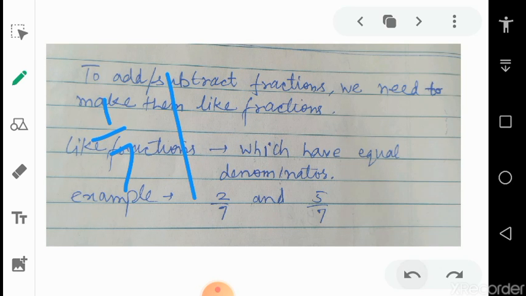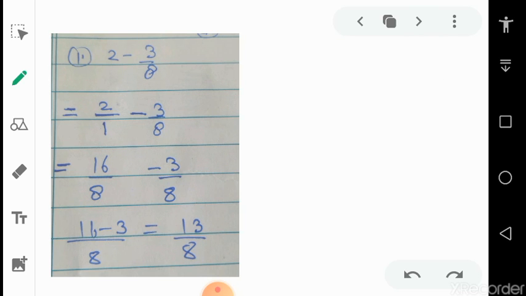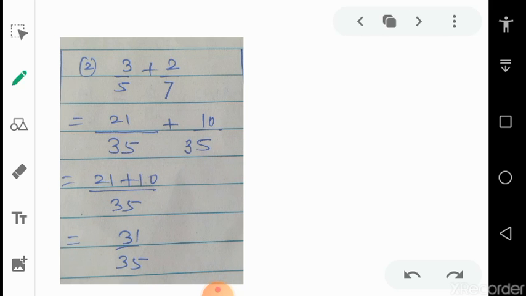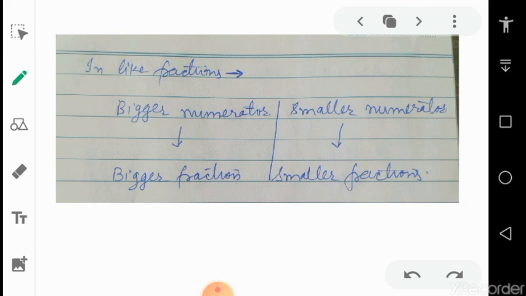Next, sometimes the denominator is not the same. Now if the denominator is the same then it's alright, but if it is not the same you have to convert the denominators so that they become equal. So multiply the fraction by a proper number, you can convert it in this way. Now there are a few examples. This one you can see, this one also, and here is a very important concept.